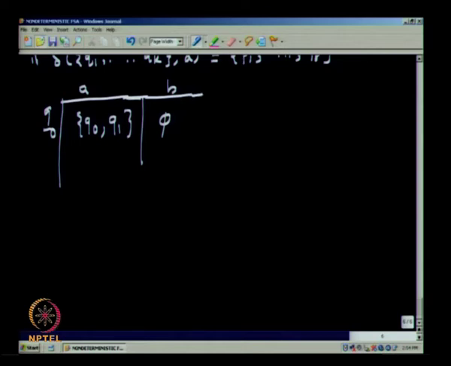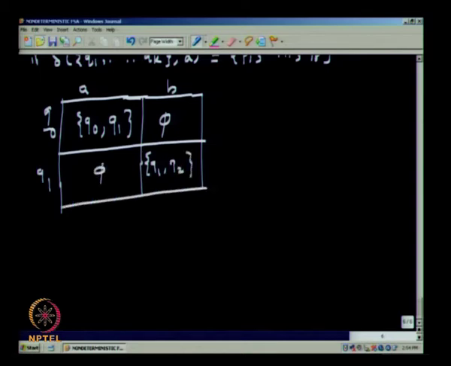The state table is like this. From Q0, if you get an A, you go to Q0 or Q1. If you get a B, you cannot go to anything. From Q1, if you get a B, you go to Q1 or Q2. You cannot read A. From Q2 you cannot read anything. This is the state table of the non-deterministic diagram. This is the initial state and this is the final state.